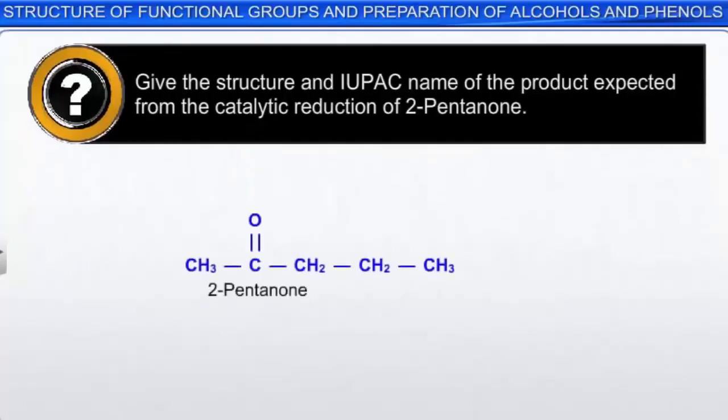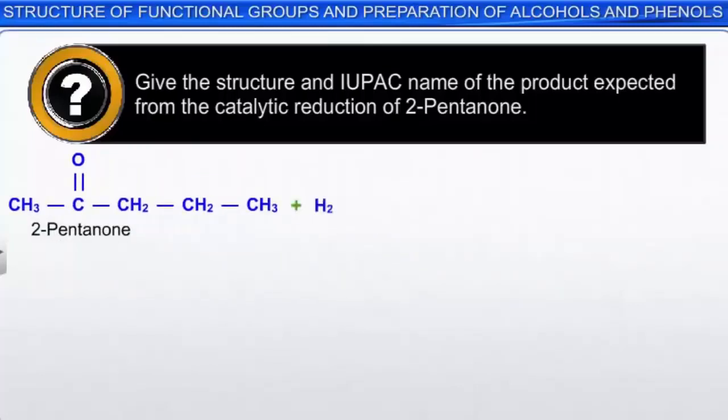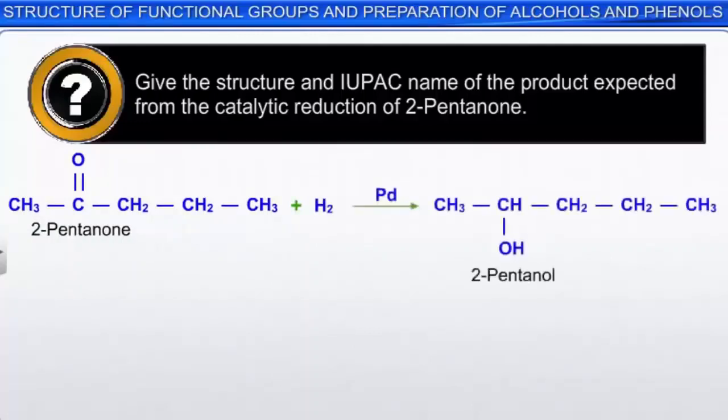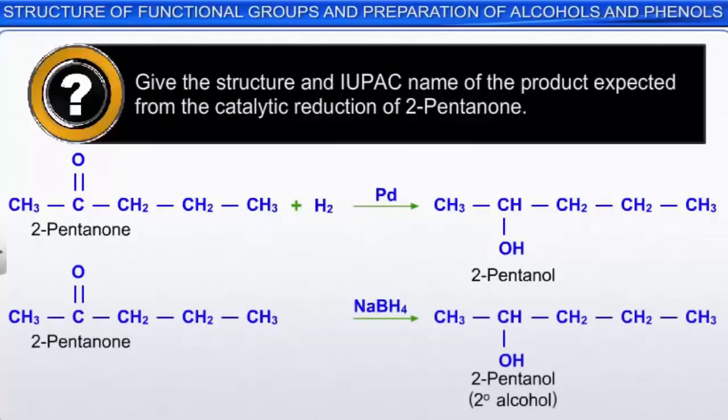When you draw the correct structure of 2-pentanone, you should immediately recognize it as a ketone, as the carbonyl group is in the middle of the chain. The catalytic reduction of a ketone produces a secondary alcohol. The product is 2-pentanol. Alternatively, you could have used sodium borohydride or lithium aluminium hydride instead of hydrogen gas with a metal catalyst.